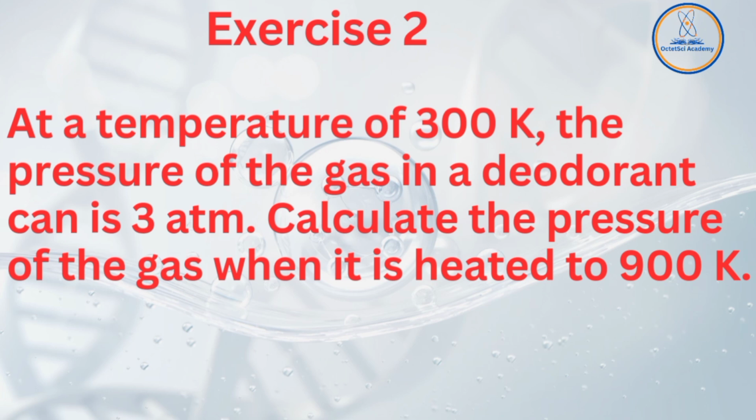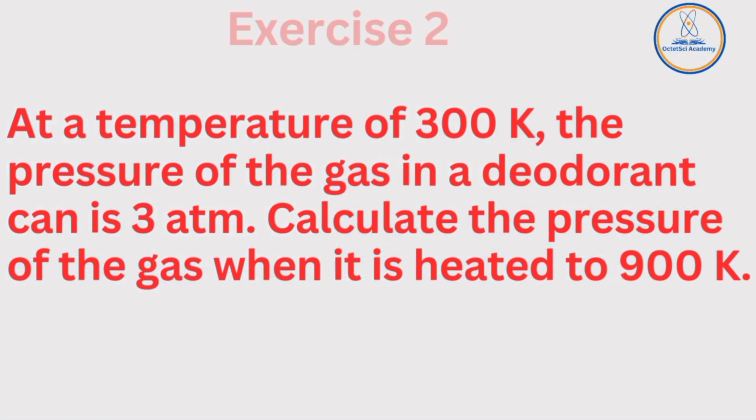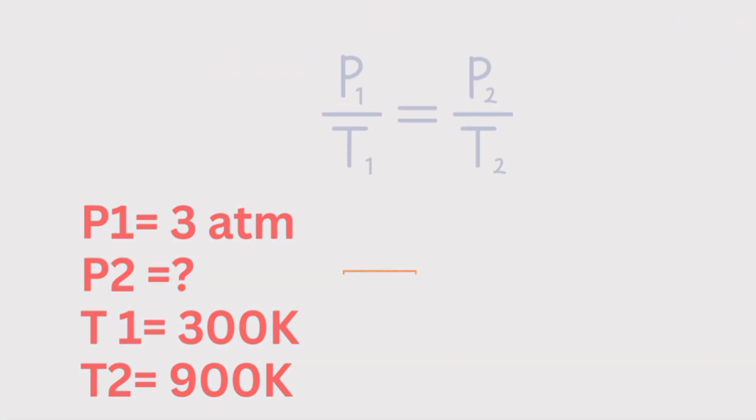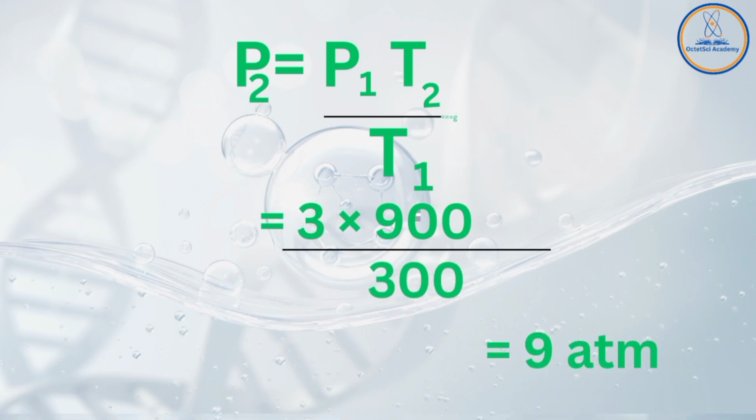We are to calculate the pressure given this value. So temperature is 300 K, pressure 3 atm. We look for the pressure. So P1 is 3 atm, P2 is what we are asked to find, T1 is 300 Kelvin, T2 is 900 Kelvin, using the Gay-Lussac's formula. So we substitute for P2 since that is what we are asked to find, the second pressure. So that gives 3 times 900 divided by 300, and our final answer equals 9 atmosphere.